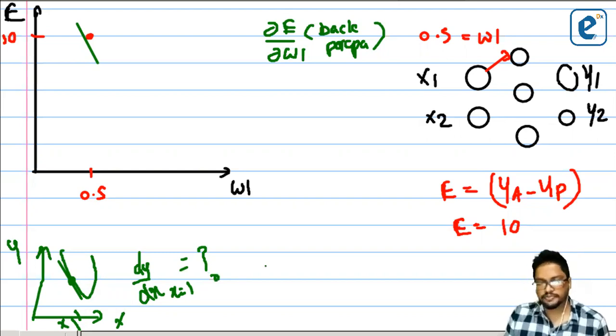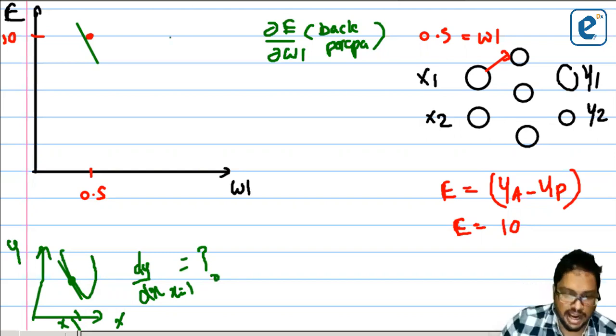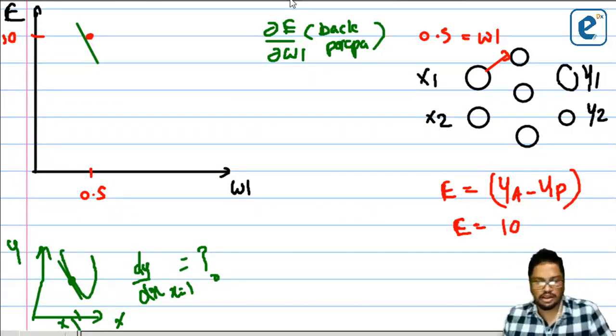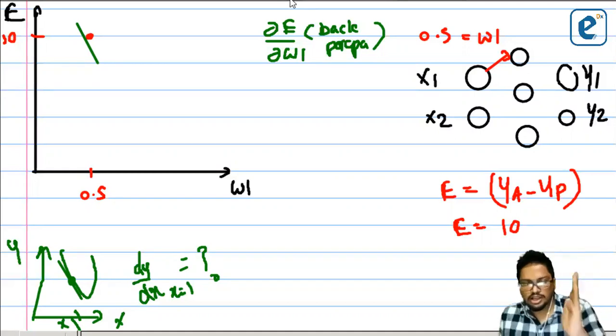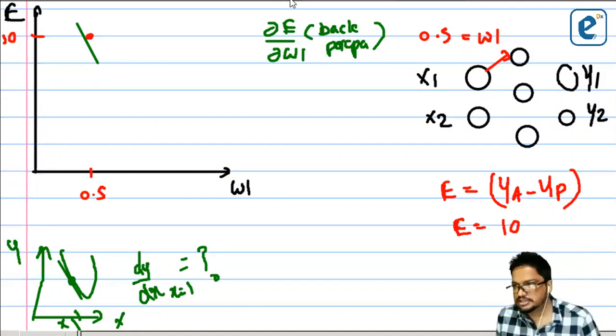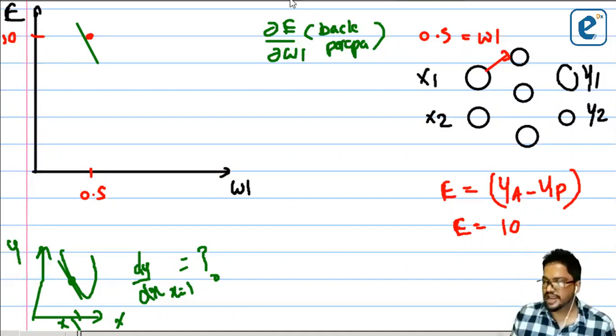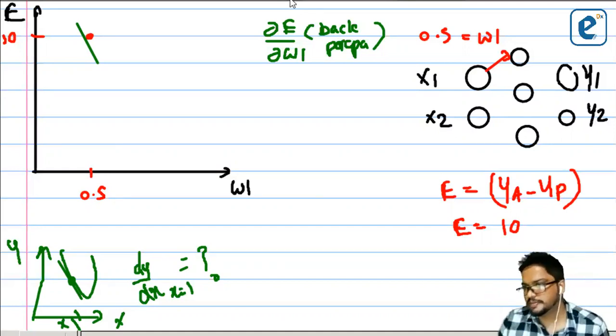So this is called the gradient. And now we are going to calculate the gradient here. And that gradient will be given by the backpropagation algorithm. I will discuss that later. Now, my point: if you have the gradient like this, are you going to increase the weight or decrease the weight?